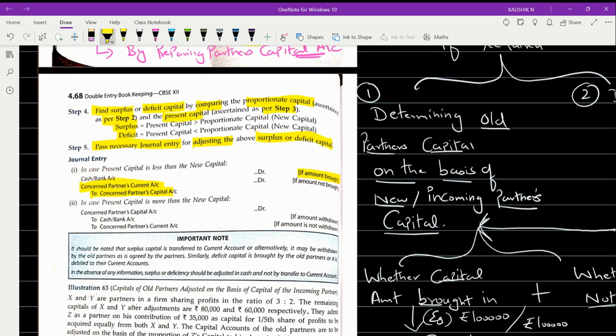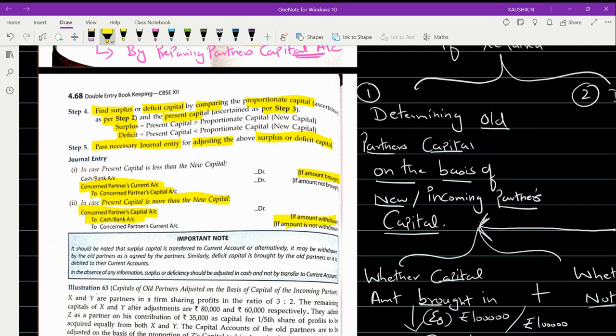Whereas in the second case, there is an excess value. Present capital is more. In that case, you are withdrawing. The amount has been withdrawn. So the concerned partner's capital is debited to the concerned partner's current account if the amount is not withdrawn, whereas the concerned partner's capital is debited to cash or bank account if the amount has been withdrawn.